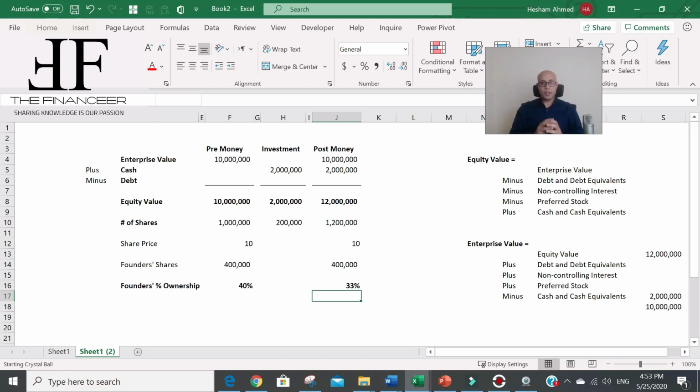I hope the difference now is clear between the pre-money valuation and the post-money valuation. Post-money valuation is the value of pre-money plus the new investment. Pre-money valuation is the valuation before taking any new investment. And the post-money is the pre-money plus the new investment. I hope it's clear.